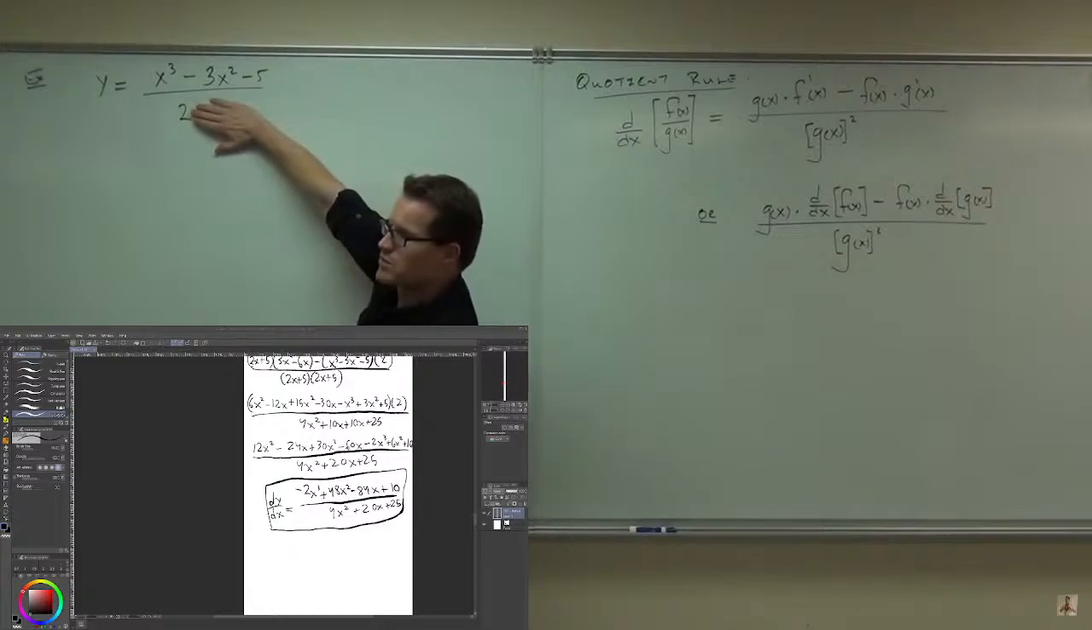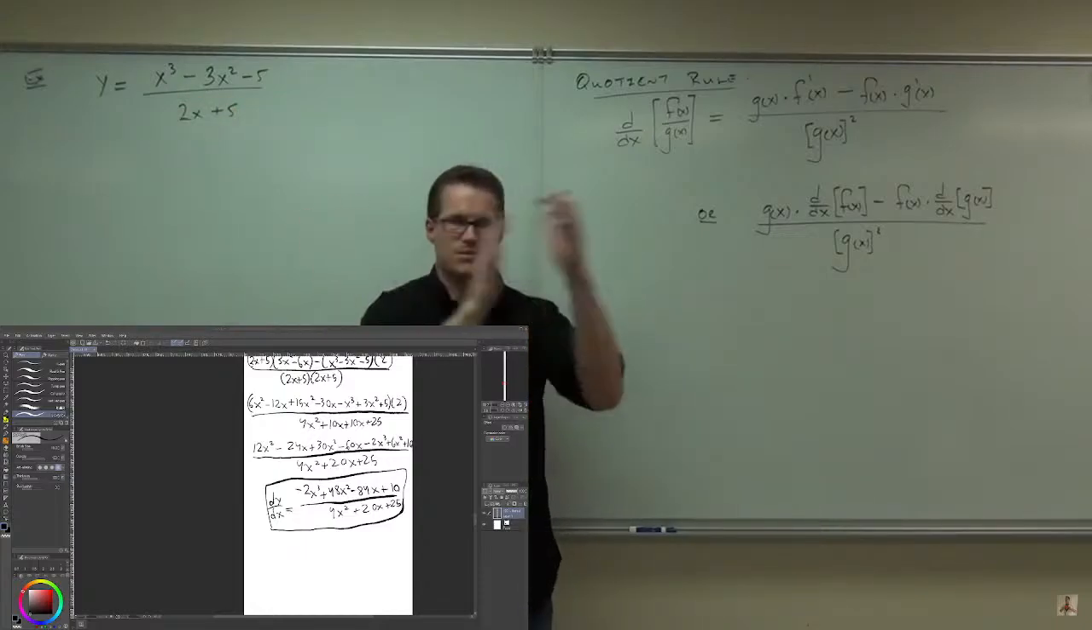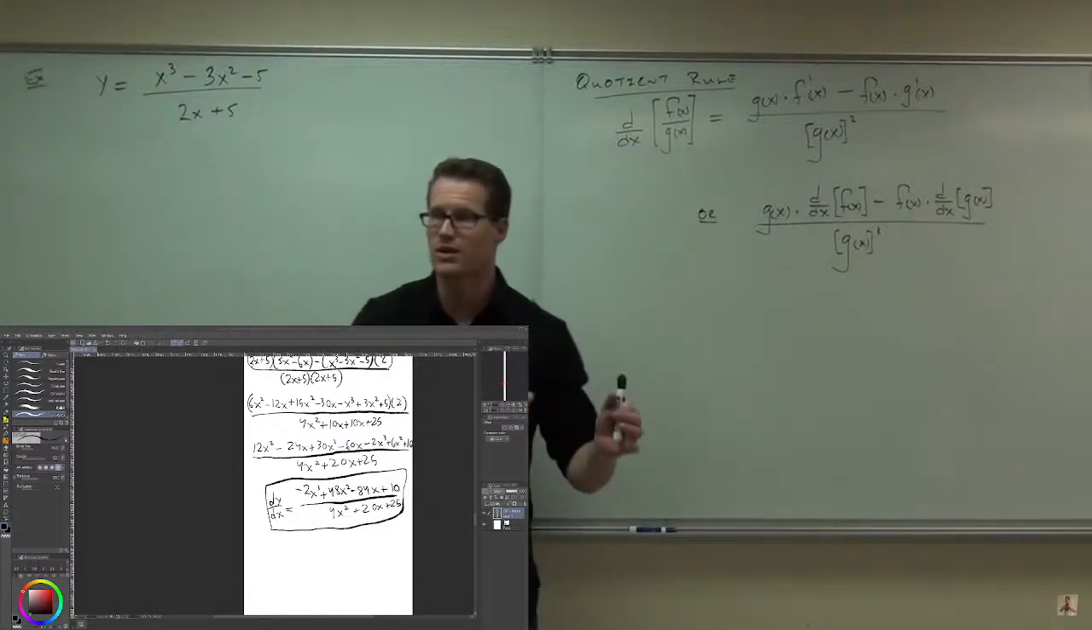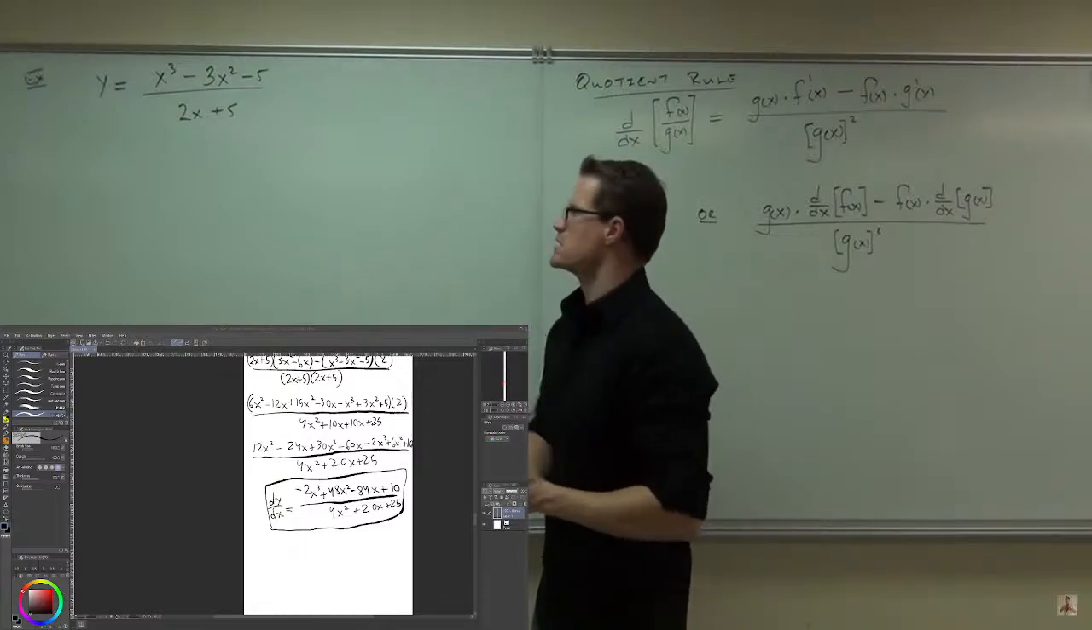That's not a function in terms of x. That would just be 2. In that case, separate them. Man, that's so much easier. Don't use the quotient rule for stuff that you can do other things with. Usually, the other things are easier.